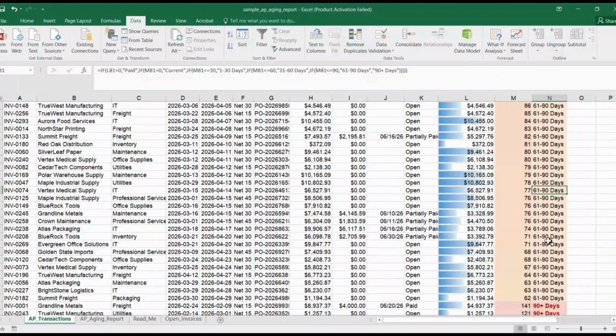We send them emails asking what's happening. And so this is the way the aging view helps accounts payable teams prioritize their work more effectively.